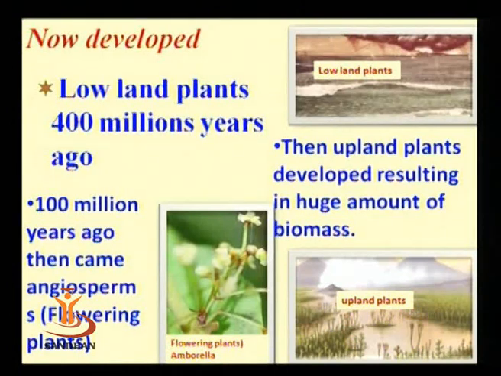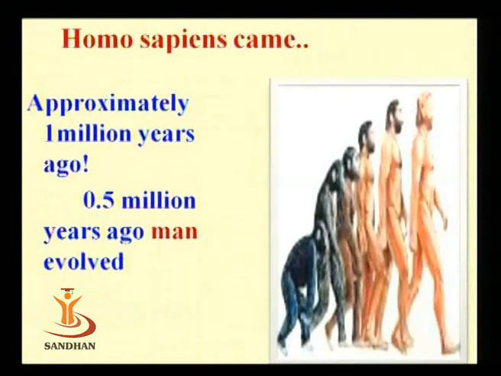They started evolving. This was followed by upland plants, meaning high-rise, huge plants developed, and both of these resulted in huge organic matter on the earth's surface. Previously, organic matter was absent on the earth in the primary atmosphere. Now there was accumulation of organic matter. It was before 100 million years ago. This was followed by the evolution of angiosperms, that is flowering plants. It was approximately 1 million years ago that Homo sapiens evolved, and before 500,000 years ago man evolved.